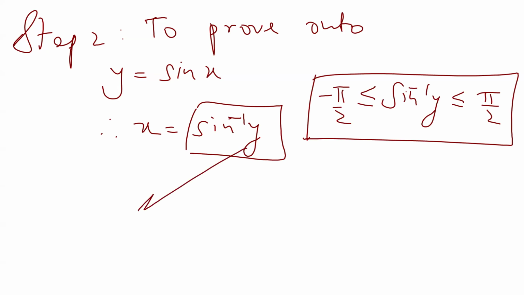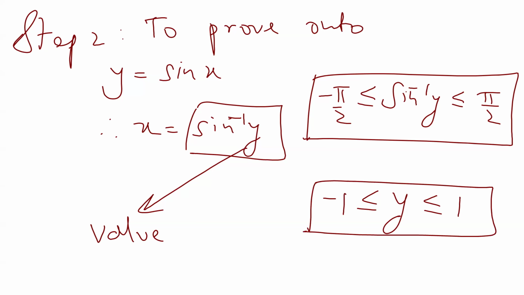So sin inverse y will always give you an angle. But then what about y? y is a value. So what is y? If you take a look at the PDF, the value will be only between minus 1 and 1. In the PDF, this will be x and this will be y, it will be reversed, but the meaning is the same. So y lies between minus 1 and 1.